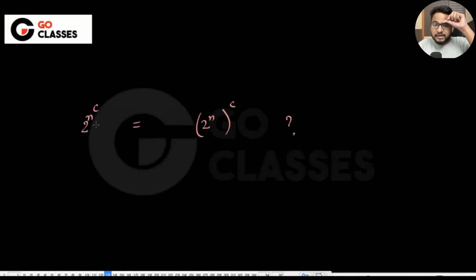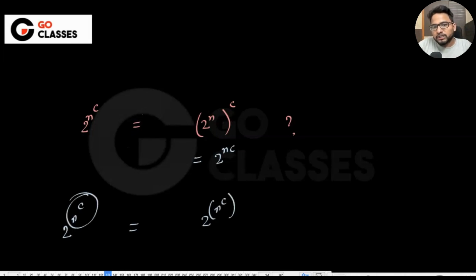Have I talked about this in the lecture? I don't exactly remember about this particular thing, right? I must have talked about it. Okay, so this is 2 power n power C. This is not 2 power n whole power C. If you do this, then it is basically 2 power nC, right? So these two are not actually equal. Okay, so 2 power n power C is basically 2 power, n power C. You are doing this power first.